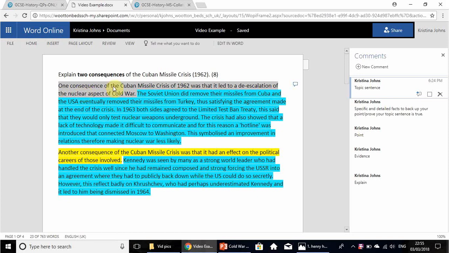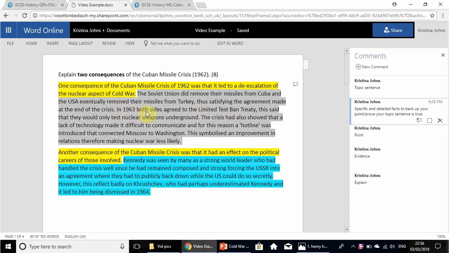And your topic sentence is going to say a clear outcome of the event. So mine says, one consequence of the Cuban Missile Crisis 1962 was that it led to a de-escalation, so a downturn or things got better on the nuclear aspect of the Cold War. Then what I've got underneath is very clear and specific detailed facts to back up the point and to prove that our topic sentence is true. So here I've put the Soviet Union did remove their missiles from Cuba and the USA eventually removed their missiles from Turkey, thus satisfying the agreement made at the end of the crisis. So I've tried to link it back to the event.